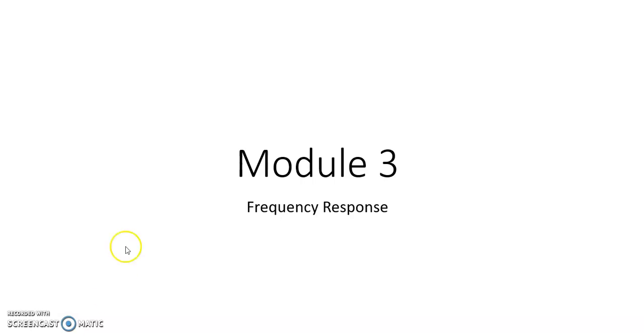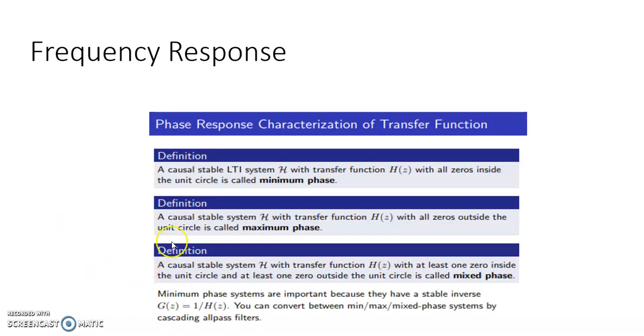So our next very important topic is the frequency response. The frequency response, basically the phase response characterization, is done using the transfer function. The transfer function will always be given to you in the question, either in the form of h of n, and you have to convert it into the form of h of z.